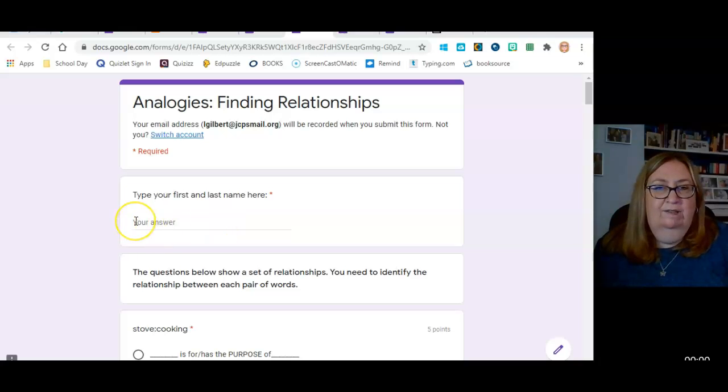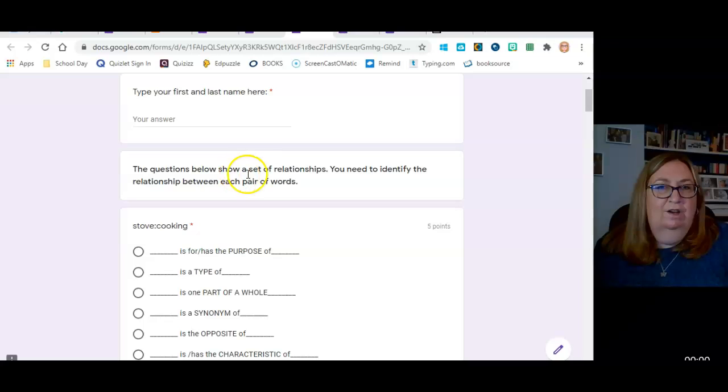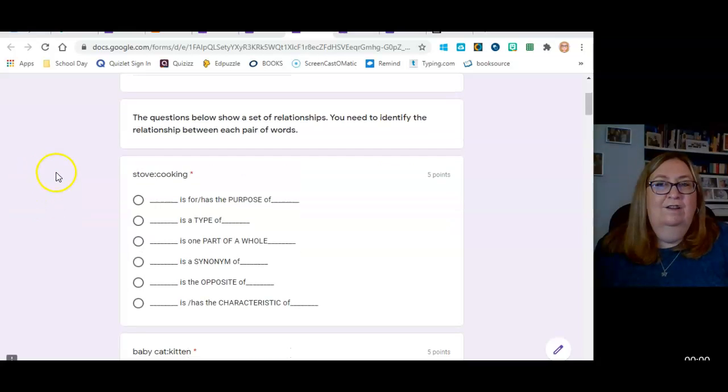So you have to type your first and last name. Capital letters are important. It says the questions below show a set of relationships. You need to identify the relationship between each pair of words. So stove is to cooking. Here's what I would do if I were you, and this was my first time trying this. I would put the first word in the first blank and the second word in the second blank for every one of these, and then decide which one is true.